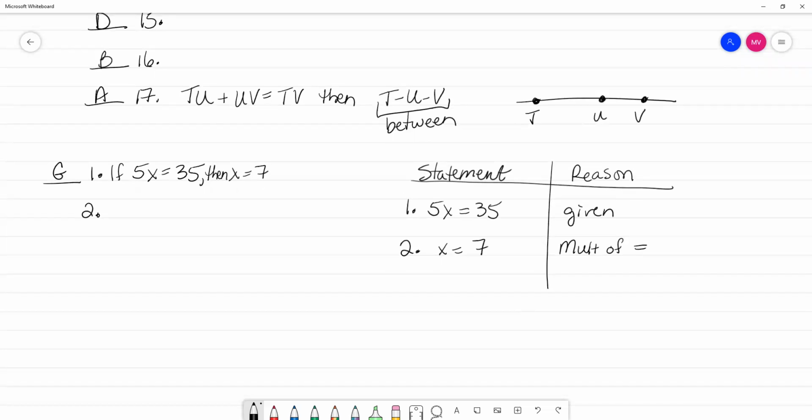Okay, so let's look at the second one. The second one says if 3 times (x plus 2) equals 2 times (x plus 4), then 3x plus 6 equals 2x plus 8.